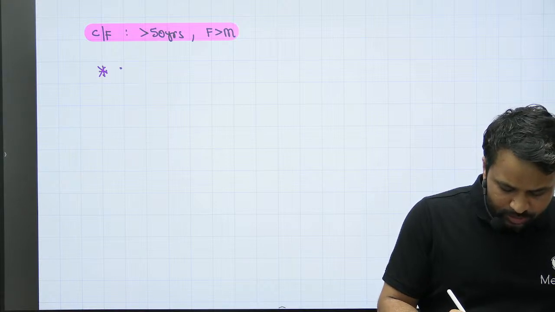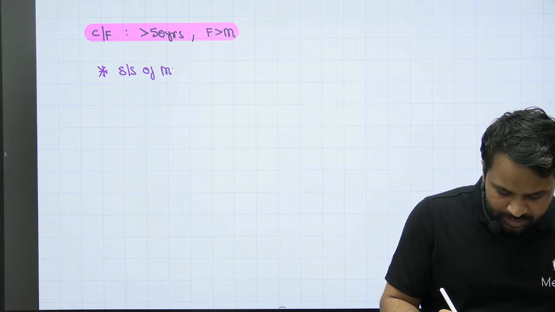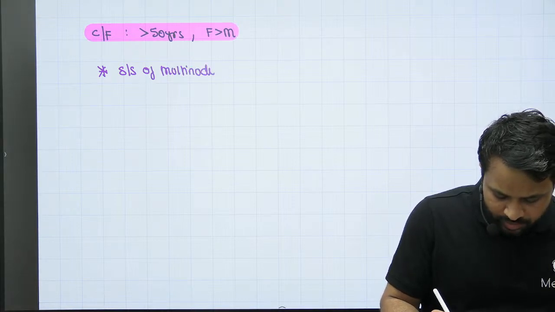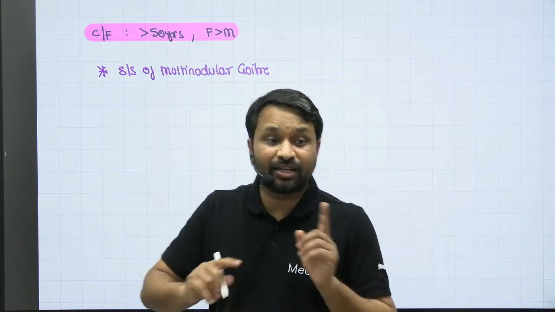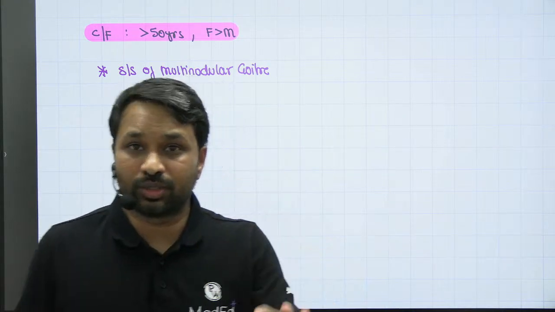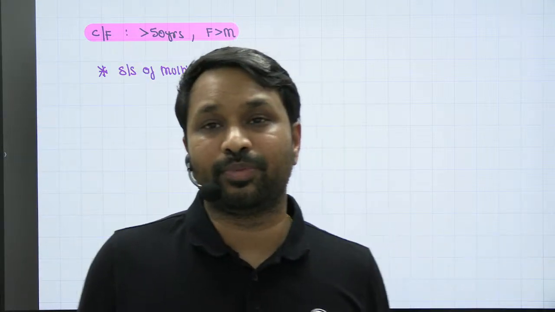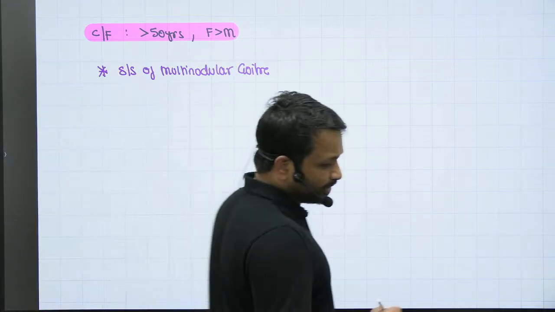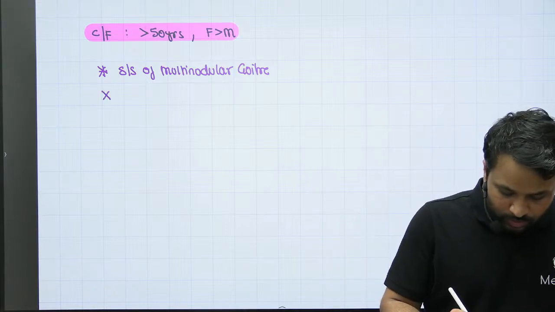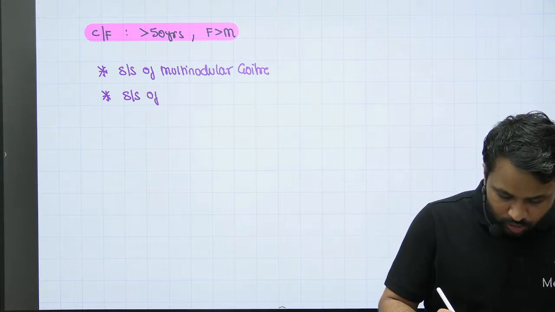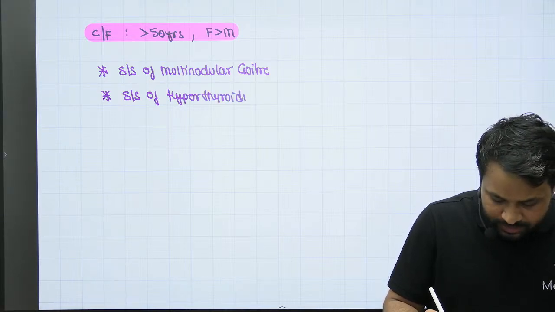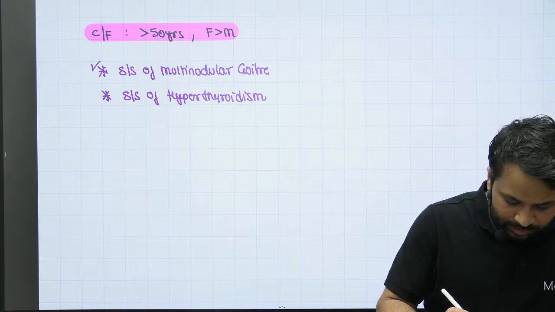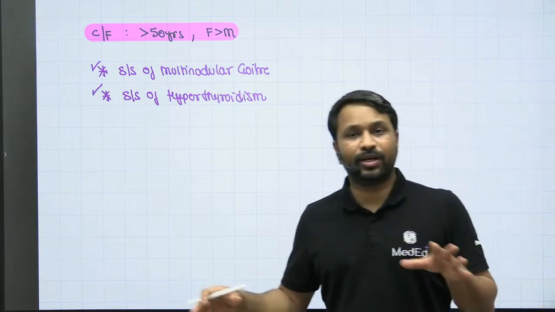You will see the patient is going to have signs and symptoms of multinodular goiter. If you want to know what the signs and symptoms of multinodular goiter are, you have to refer back to our goiter lecture we did a few days ago. Just look at how a patient of goiter presents to you. The same features will be there. Along with this, the patient will also have the signs and symptoms of hyperthyroidism.